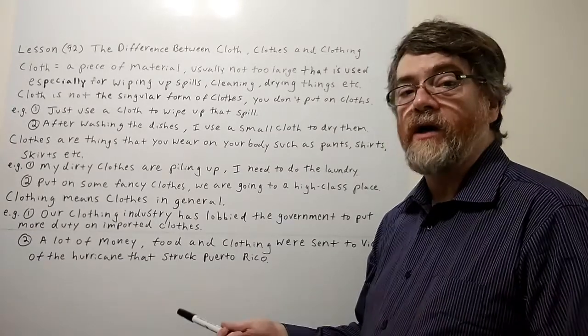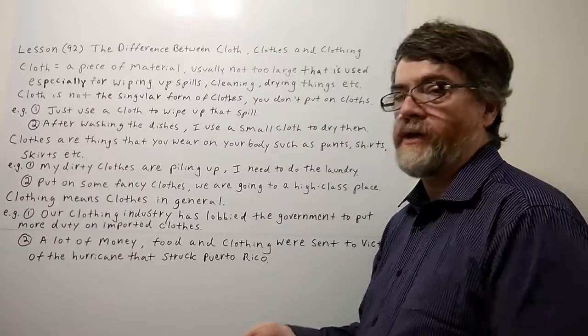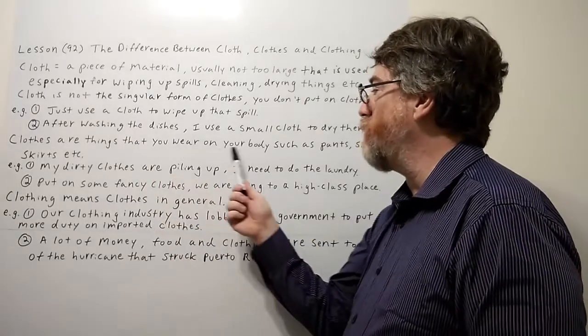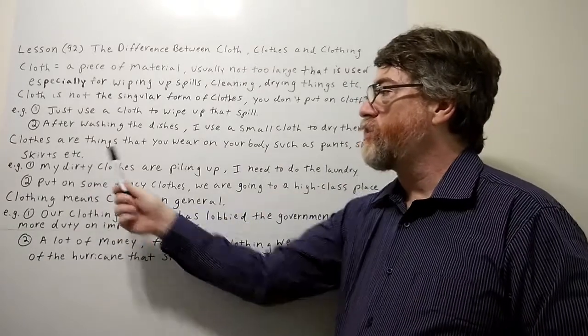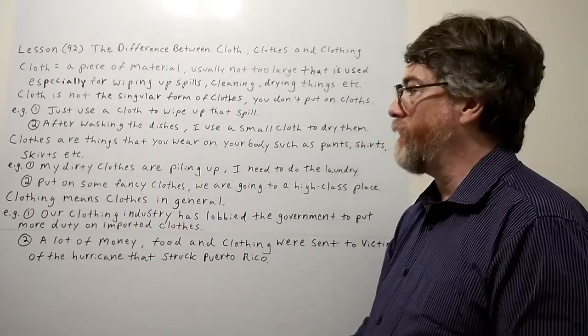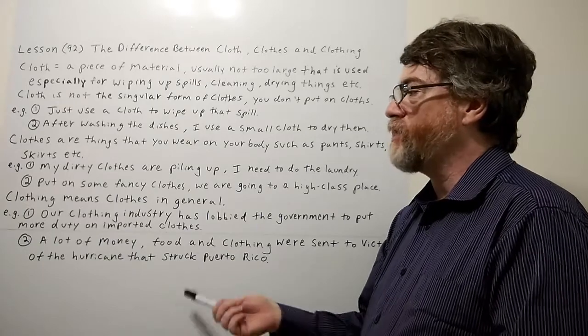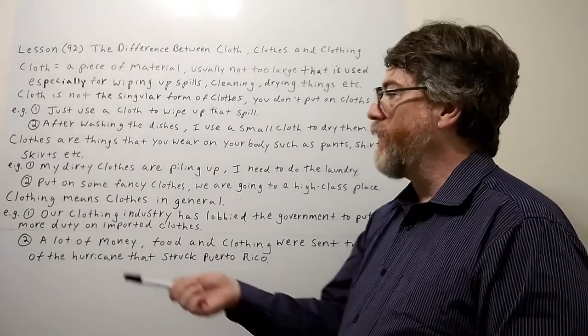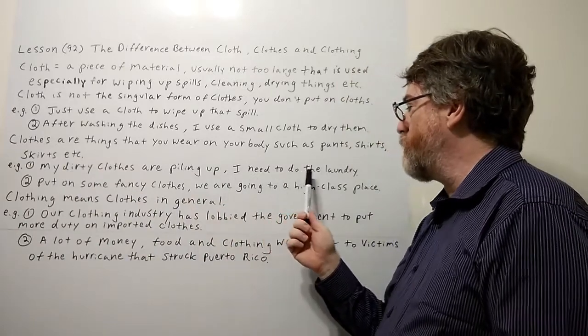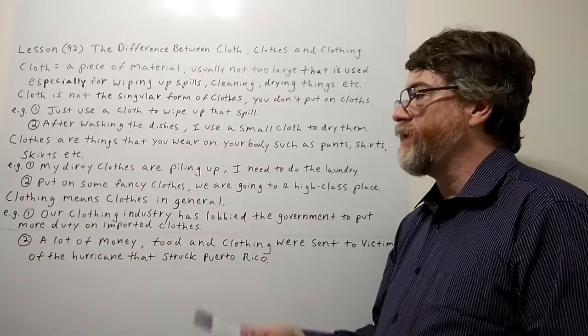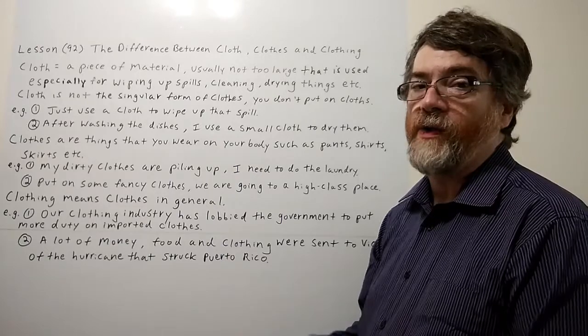All right, let's take a look at clothes. Clothes, of course, is the most common of all of these. Clothes are things that you wear on your body, such as pants, shirts, skirts, etc. So just normal uses for clothes. For example, my dirty clothes are piling up. I need to do the laundry. So, of course, in this case, you would definitely not use either cloth or clothing here.